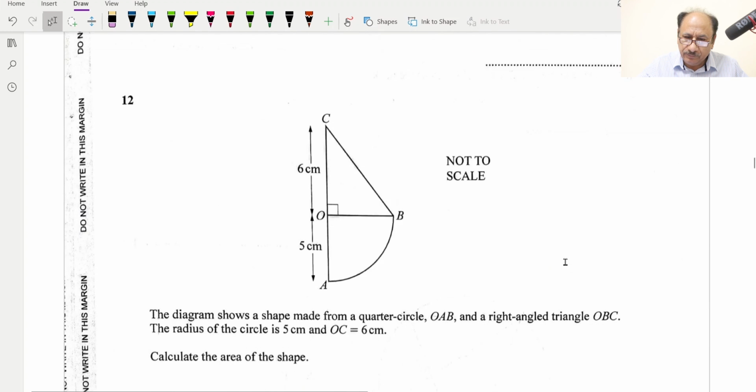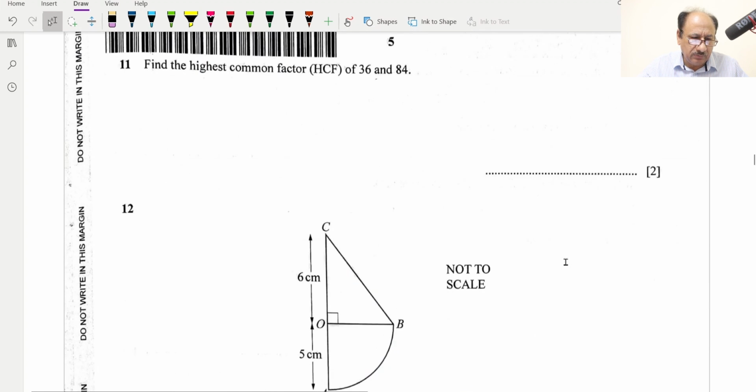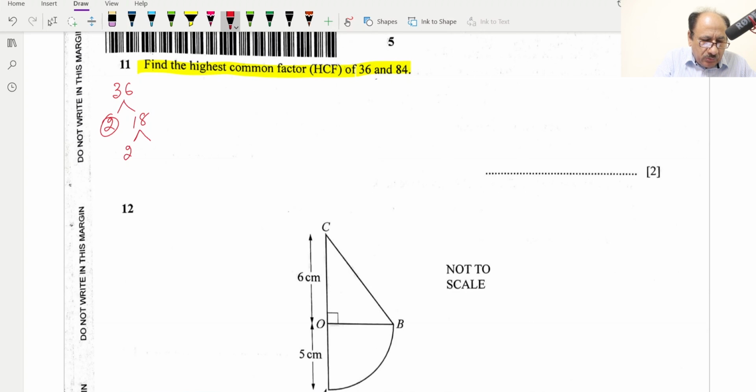Then comes question number 11. Find the highest common factor of 36 and 84. So we will be writing the prime factors of 36. We can split it: 2 18s are 36, then 2 9s are 18, and 9 is not a prime number, so we will write 3 into 3. So these are the prime numbers.